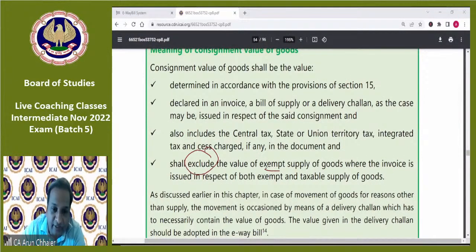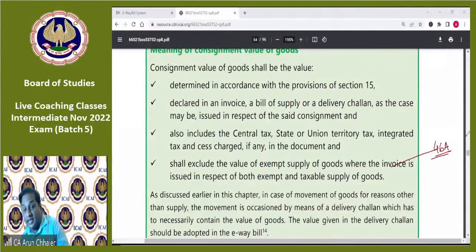Exclude the value of the exempt supplies of the goods where the invoice is issued in respect of both exempt and taxable supplies of the goods. You remember, in the last class, we discussed Rule 46A. Can anybody tell me what Rule 46A is? Can we generate a single document for exempted and taxable supplies both?